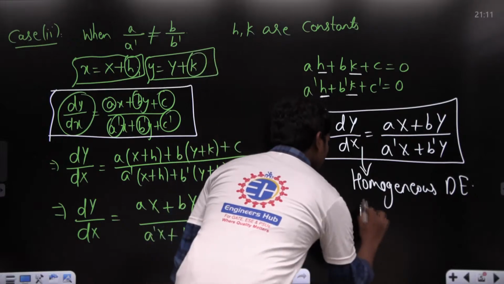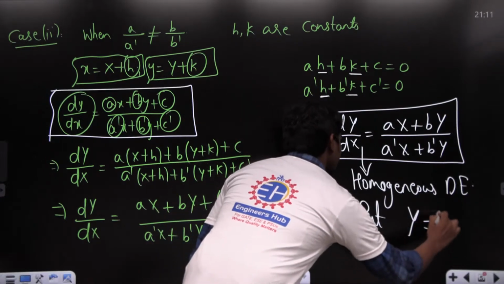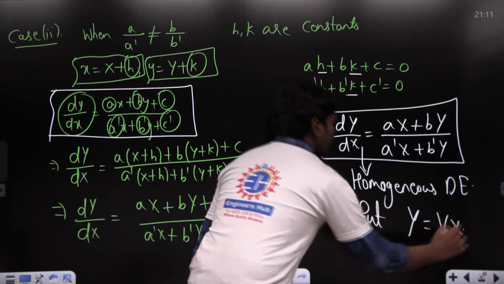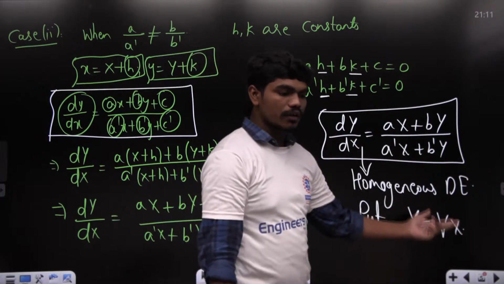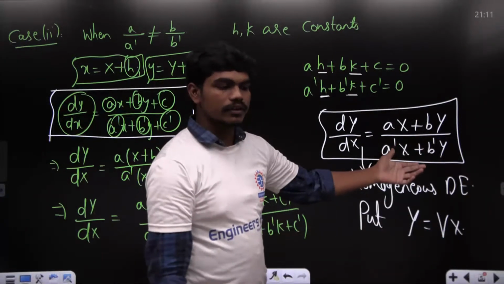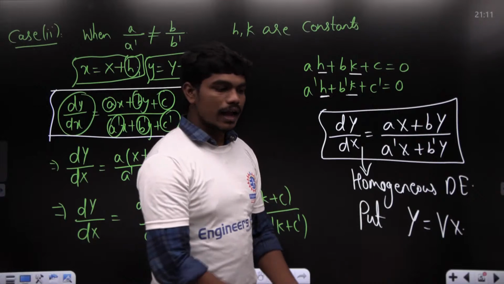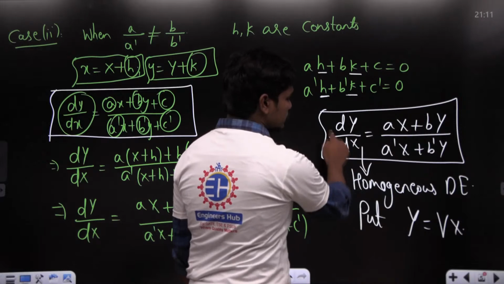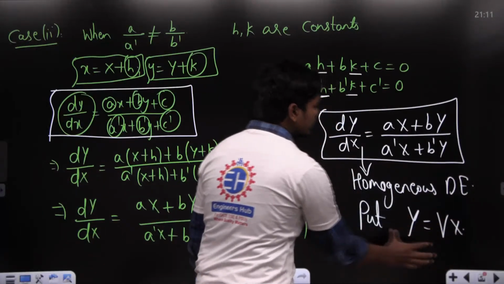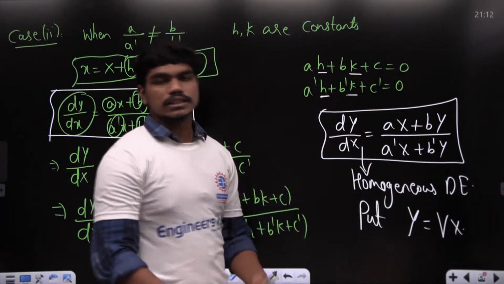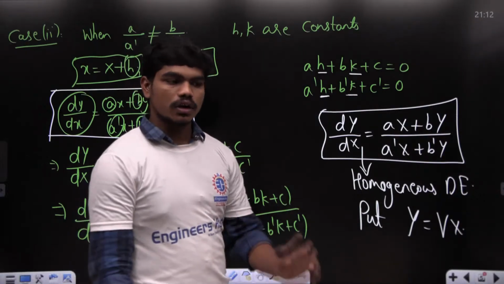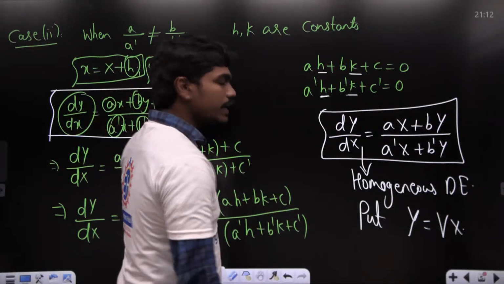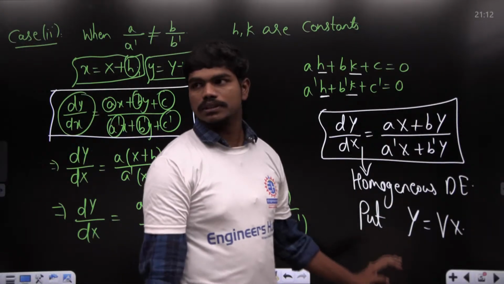Now, by putting capital Y equal to some function of v into capital X, and substituting dy by dx in terms of dv by dx, you can convert this equation into variable separable form again. I'm not continuing at this point, but if you put y is equal to vx and differentiate, dy by dx is equal to something you will get. If you put this here, your equation gets converted to variable separable form and you can solve the equation directly. Clear? I'm not solving because I didn't give you any values for a, b, c and a dash, b dash, c dash, but I'm stopping this procedure here.